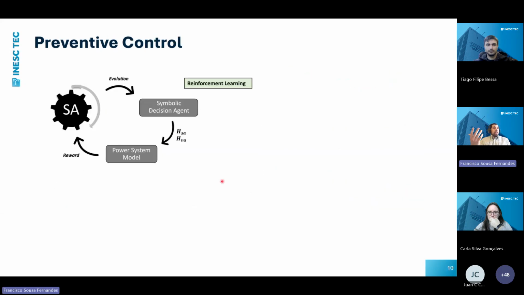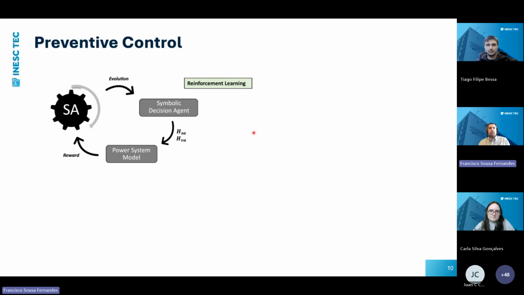Slide. Okay. Third task, preventive control. Here, the preventive control is essentially proposing the amount of virtual inertia or synchronous inertia that we have in an island power system. We have a different point of view here in terms of the learning. It's more based on reinforcement learning.